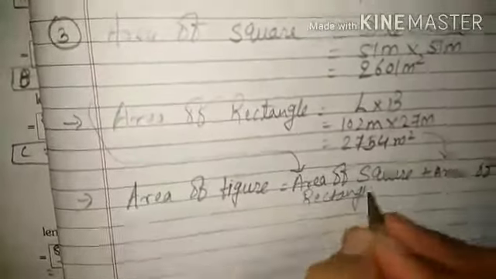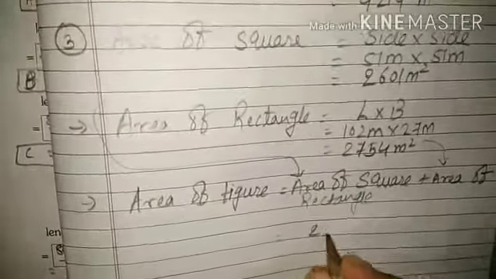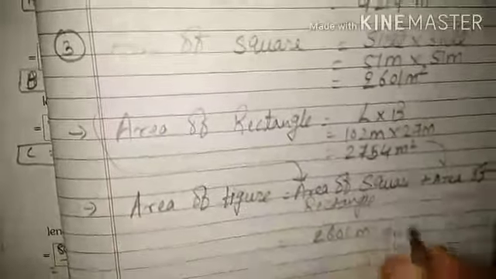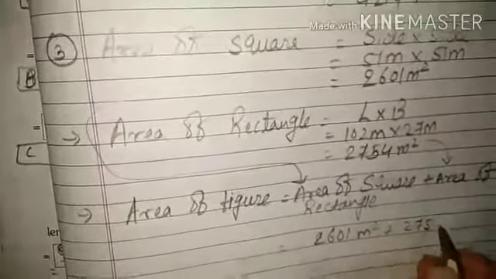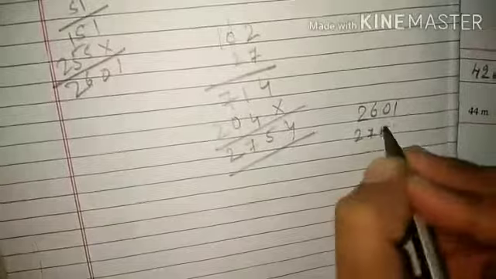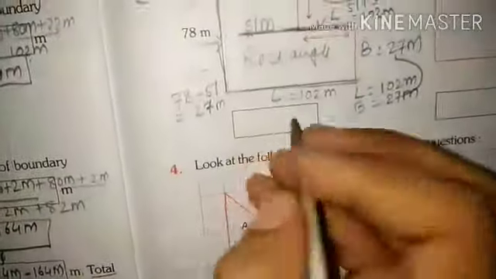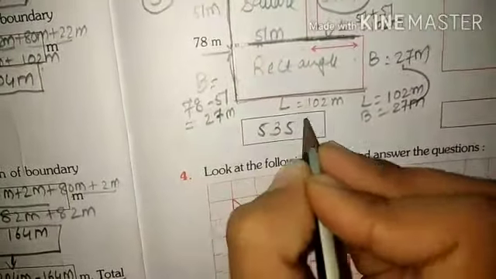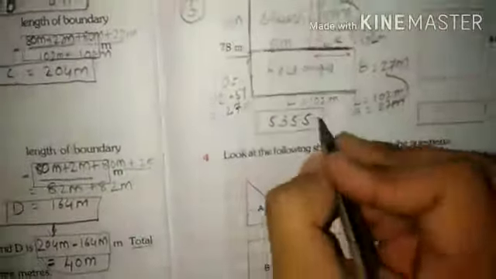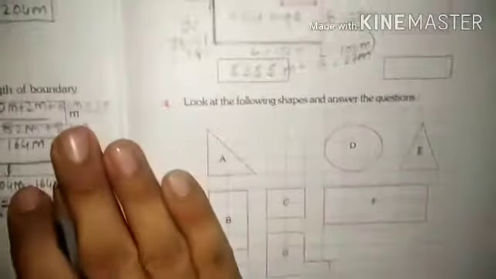So area of square I have found out as 2601 meters square, plus area of rectangle is 2754 meters square. Just do the addition in the rough sheet. 2601 plus 2754, 5355 meters square is your final answer. 5355 is your final answer, students. So what will you write here? 5355. Students, write down meter square here. Don't forget to write it.